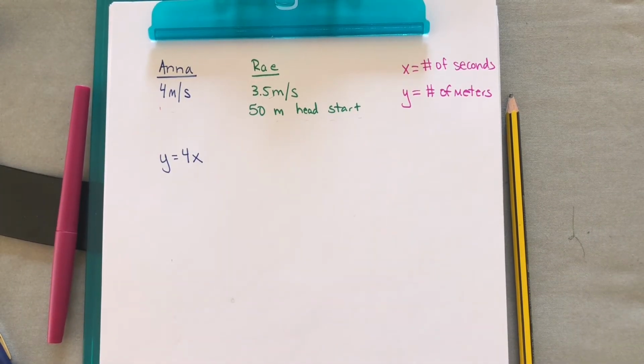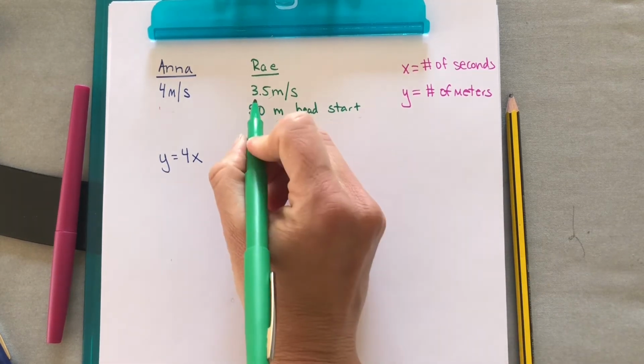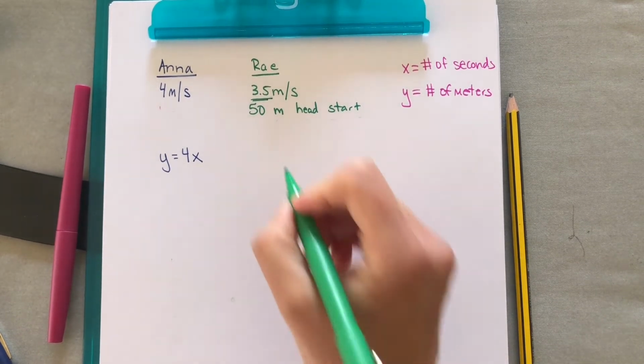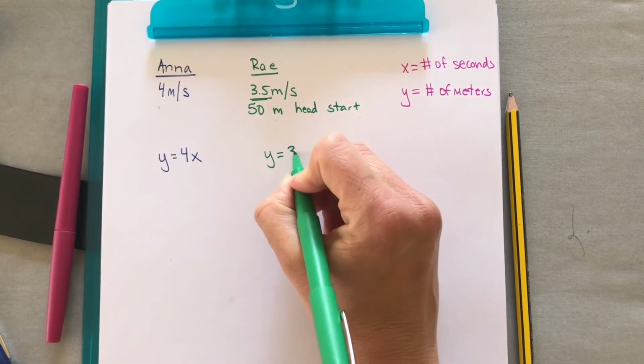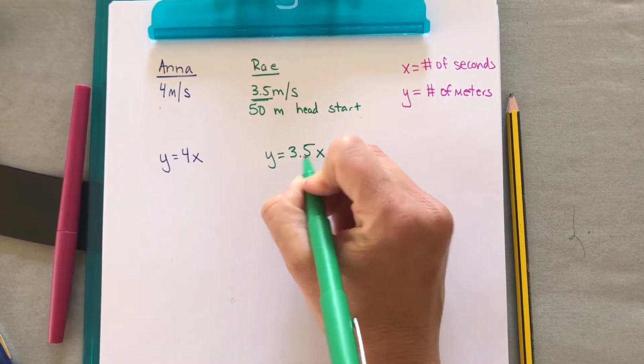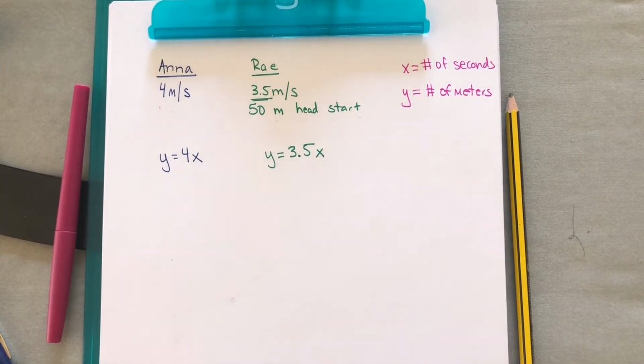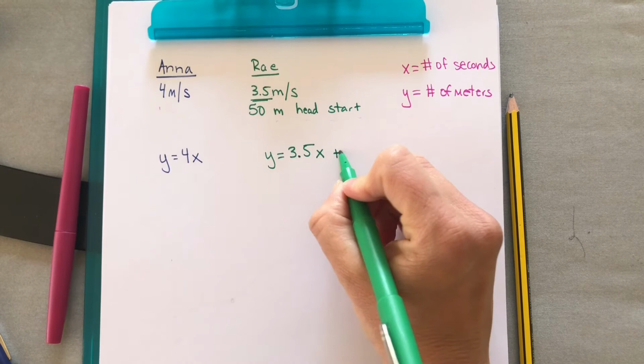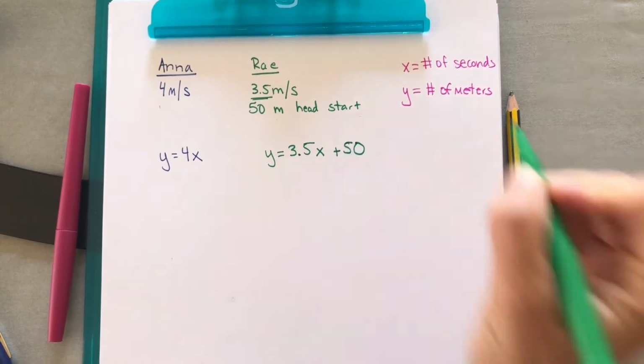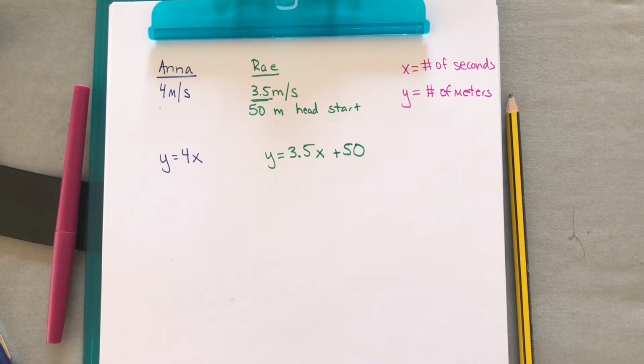Now, Ray is running at 3.5 meters per second, so the slope of her line is going to be 3.5. She covers 3.5 meters every second, but we have to factor in the fact that she has a 50-meter head start. So when time is 0, she will already be at the 50-meter mark. So we have to add that 50 meters, our y-intercept, to show that when the race starts, she already has a 50-meter distance from the starting line.